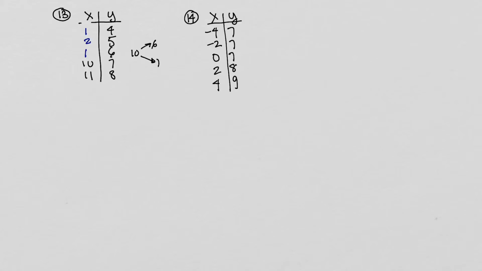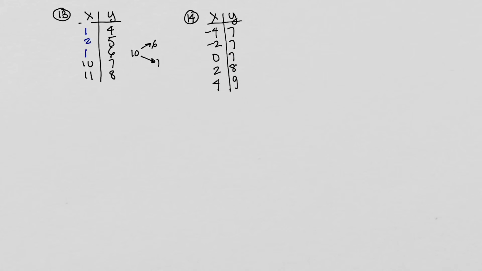Now in 14, this is a function. Here's a relation that does define a function because each one of these x's goes to only one y value, right? Look at -4 goes only to 7. Now it turns out that -2 goes to 7, but the function means that each input goes to only one output, and the -4 goes only to 7. -2 goes only to 7. 0 goes only to 7. 2 goes only to 8. 4 goes only to 9.